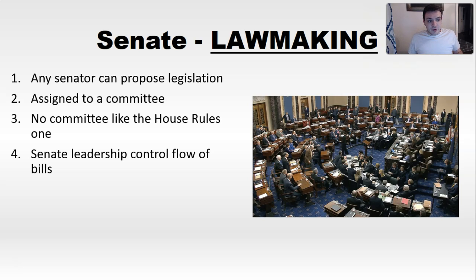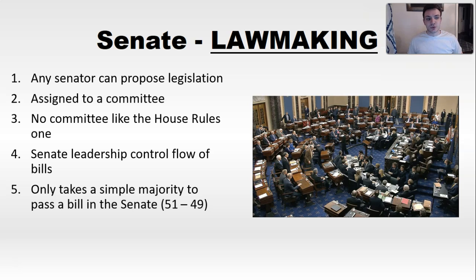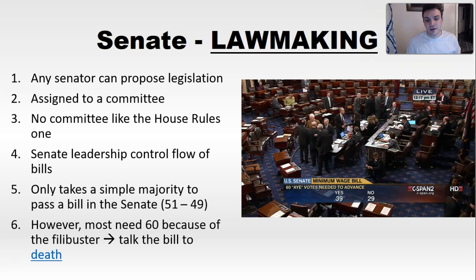Just like the House of Representatives, it only takes a simple majority to pass a bill in the Senate. Simple majority being 51 to 49. However, when we talked about our basic info within the Senate, we talked about the idea that the Senate allows for unlimited debate. Now, as long as a senator is debating or talking, the Senate cannot vote on a bill.